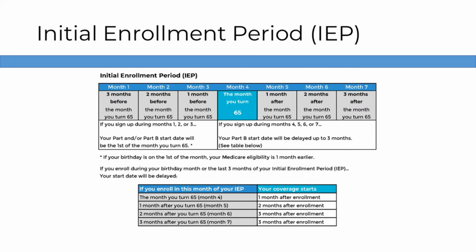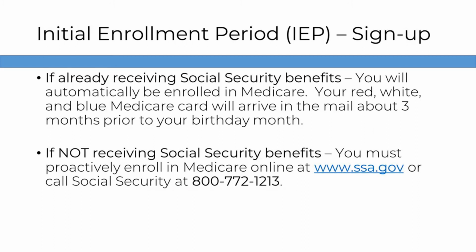Okay, so getting enrolled in Medicare during the initial enrollment period depends on whether or not you're receiving Social Security benefits. If you're already receiving Social Security benefits, your red, white, and blue Medicare card will arrive about 3 months prior to your birth month. If you're not receiving Social Security benefits, you will need to proactively enroll in Medicare online at www.ssa.gov or call Social Security directly at 1-800-772-1213. Let's move on to the special enrollment period, or SEP.